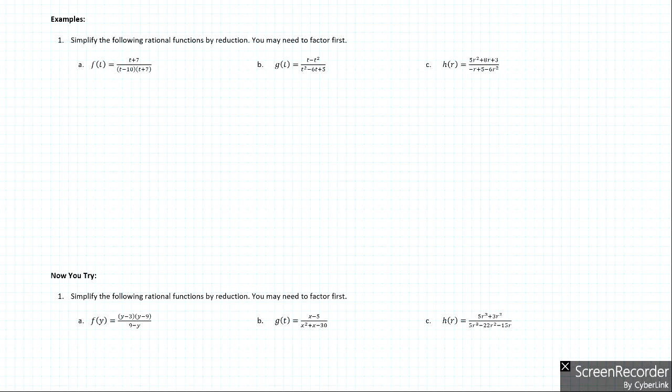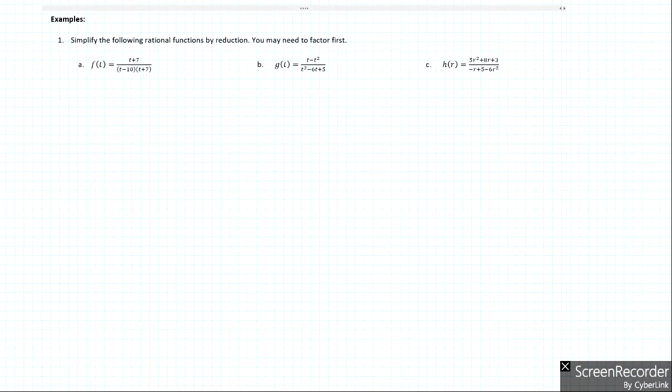Now looking at the examples, for part A, we see that this is already factored. We don't have to do anything to factor it anymore. So once we have things in factored form, we would just say f of t equals, with these two factors canceled out, t minus 10 left on the bottom. And just like anytime we cancel out a factor in a fraction, we would have 1 as the placeholder over here, because t plus 7 divided by t plus 7 is equal to 1.